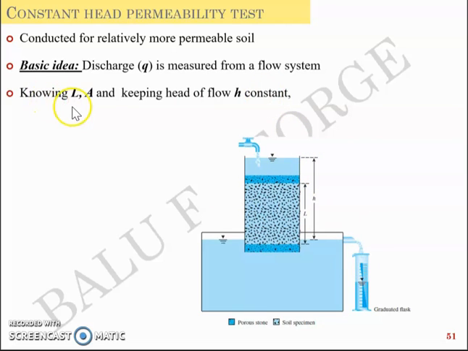So in short, knowing length of flow, area of cross-section, and the head causing flow, and based on the discharge that you collect, that is volume per unit time, you can actually get the coefficient of permeability, because Q is equal to K i A, or Q equal to K multiplied by H by L multiplied by A. When rearranged, it gives you K, the coefficient of permeability, which is the one that we are interested in, equal to Q, the discharge, multiplied by L, the length of flow, divided by A, cross-sectional area of the sample, and H, head causing flow.